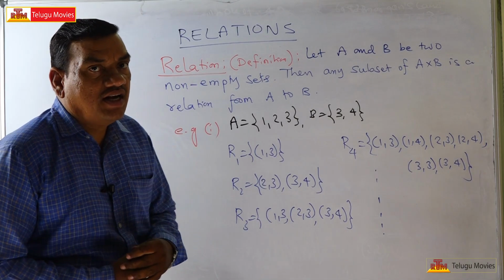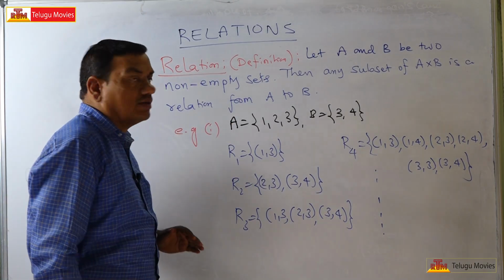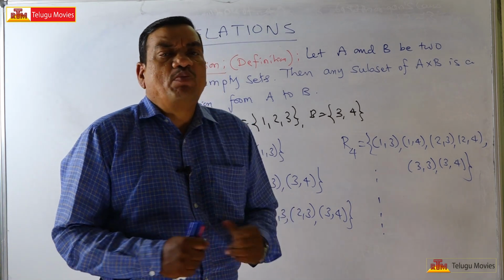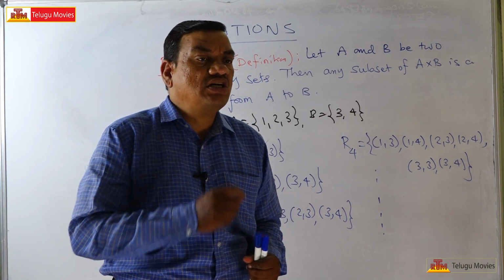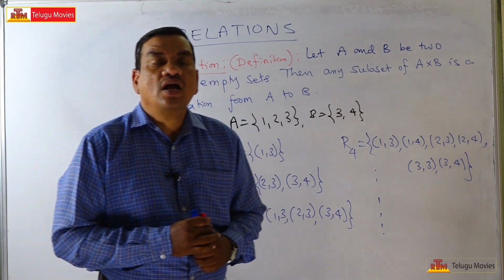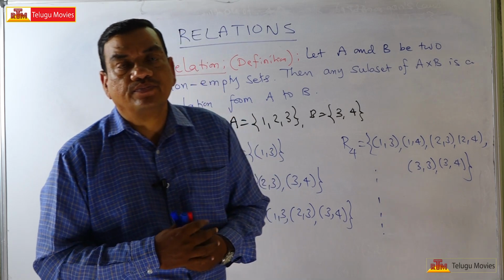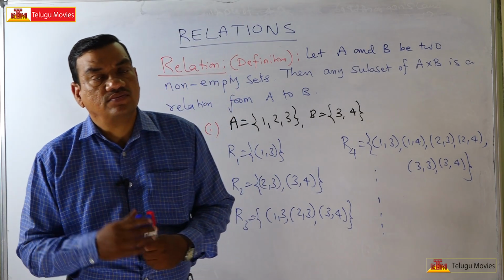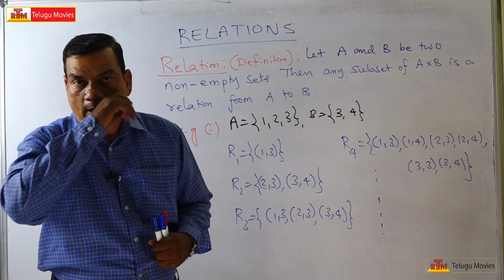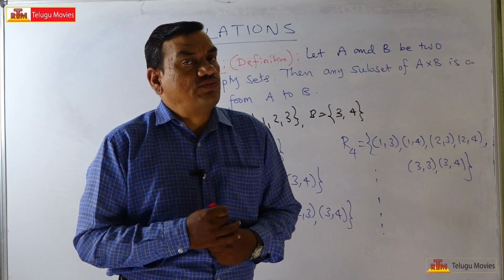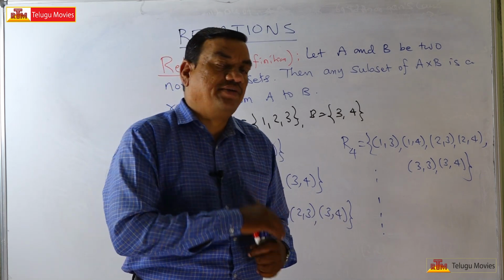Dear students, let us see the definition of relation. In our day-to-day life also, we maintain so many types of relations. For example, Rama is a brother of Lakshmana, Sita is wife of Rama, and Amitabh Bachchan is the father of Abhishek Bachchan. Like that, we see different relations in our day-to-day life.